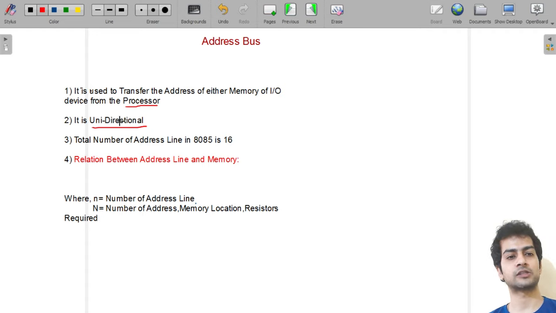Important. These questions frequently come in objective exams. So what I am saying is that addresses are always generated from the microprocessor. So address bus is unidirectional.